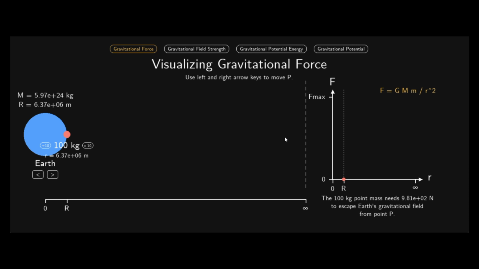All right, so the simulation is built. Let's play around a little bit and investigate the different concepts that the simulation is trying to help you investigate. So starting off with gravitational force, let's select little m as 100 kg. As we move towards infinity, you can see that the force drops really quickly and then levels out. When it reaches infinity, there's going to be 0 newtons of force between the point mass and our large mass, which in this case is Earth.